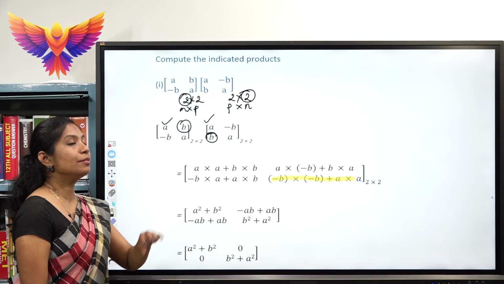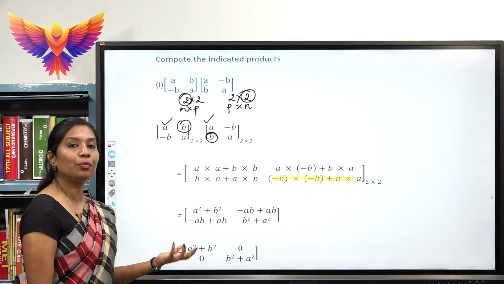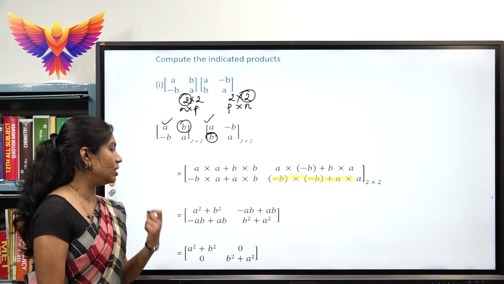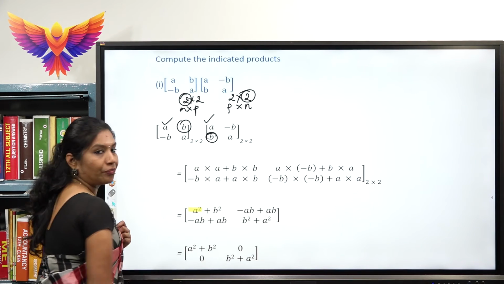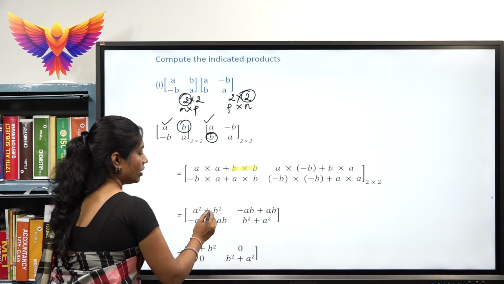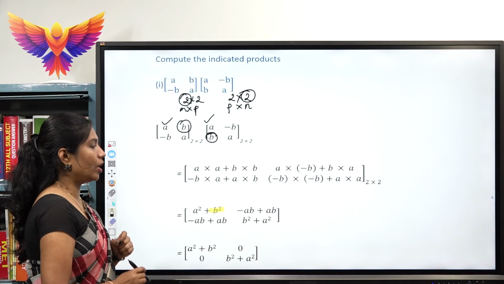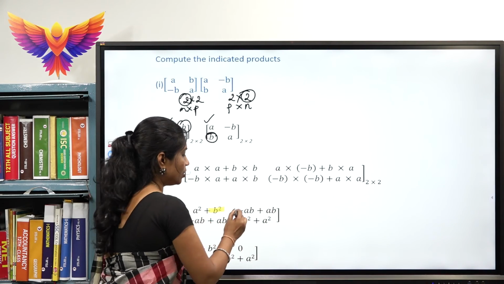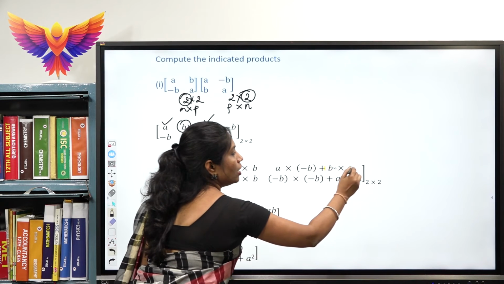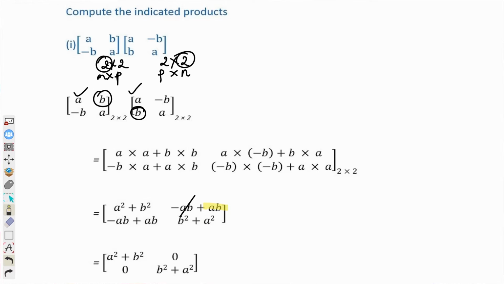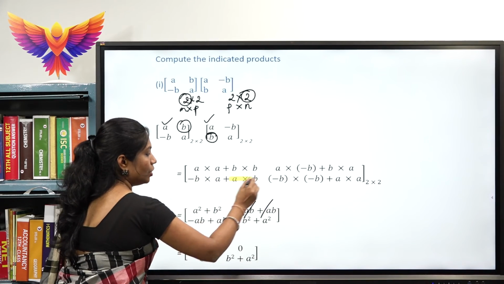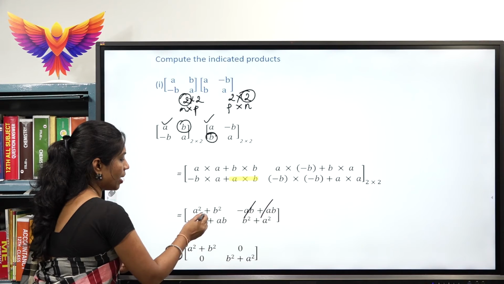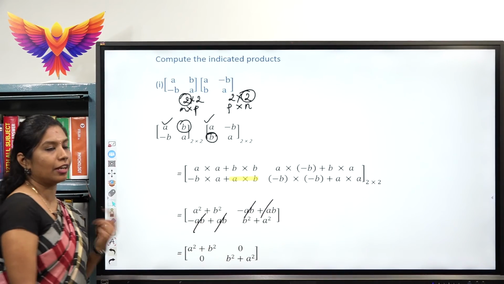So, now when I simplify this further, I will end up with a 2 cross 2 matrix. We will see how exactly it works. We have A into A, I can write it as A square. We have B into B, we can write it as B square. The same way, A into minus B, which is minus AB, A into B, which is plus AB. So, here plus AB and minus AB can be cancelled. The same way here, minus B into A plus A into B. Similar way, I can write it as minus AB plus AB, which can be further cancelled.